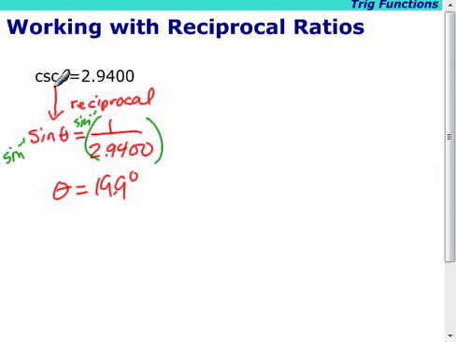So the angle then that provides this ratio is about 19.9 degrees. Again, let me draw that. 19.9 might be about like that. That would be a good hill to climb on a bike.